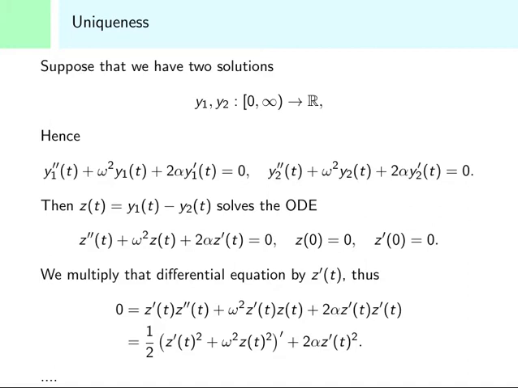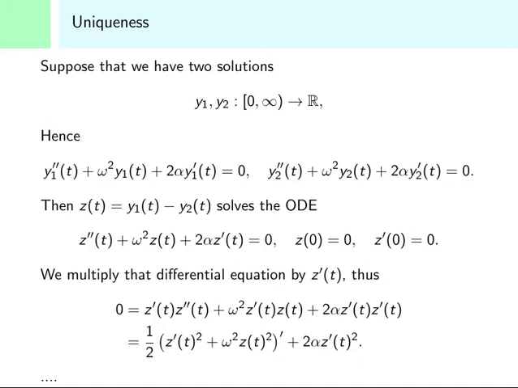Let's take a look again at their difference, z(t) = y1(t) - y2(t). We would like to show that z equals 0 for all times. So we get z''(t) + omega squared z(t) + 2 alpha z'(t) = 0, and the initial conditions z(0) = 0 and z'(0) = 0. Now let's take a look at the differential equation and multiply it by z'(t).